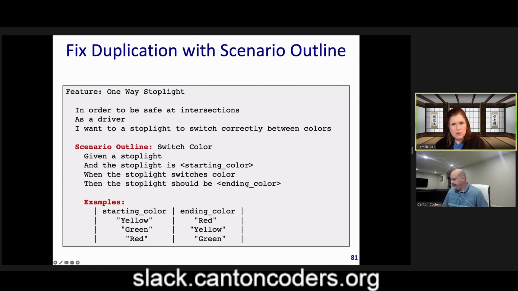Where what we're doing is we're switching our colors on stoplights. We have a starting color and we have an ending color. Yellow to red, green to yellow, red to green.